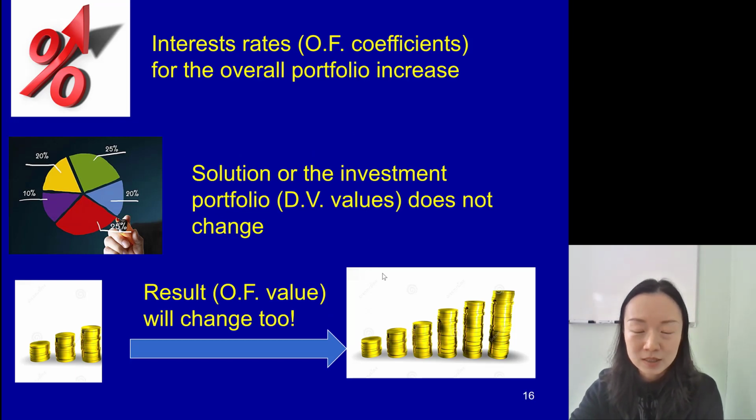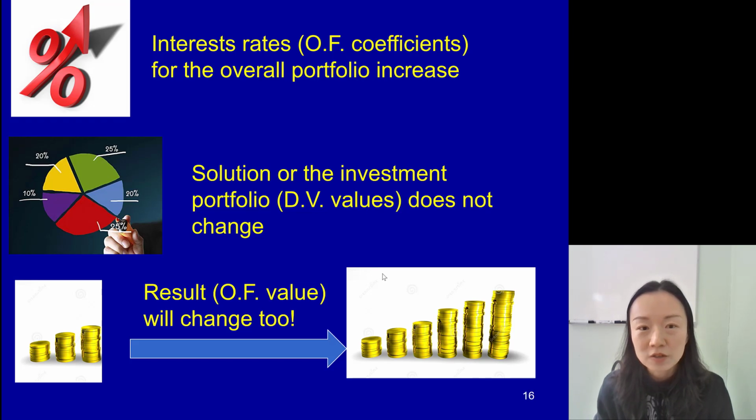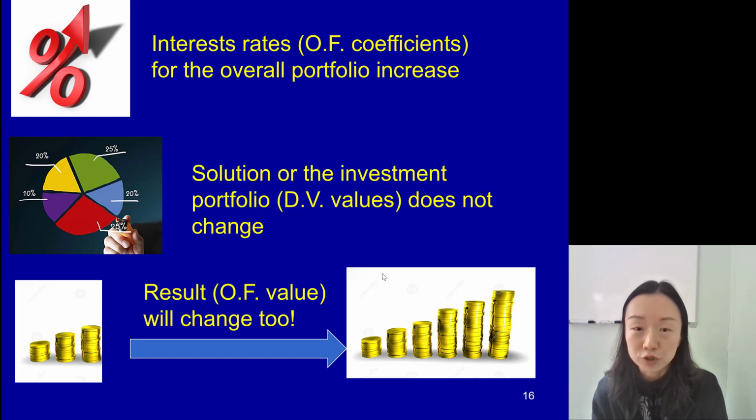So make sure that, when we talk about allowable increase and allowable decrease for the objective function coefficients, that's for the solution. That's for the decision variable values to remain the same, but not for the objective function values to be the same. Because if the coefficient changes, then your objective function value will change for sure.